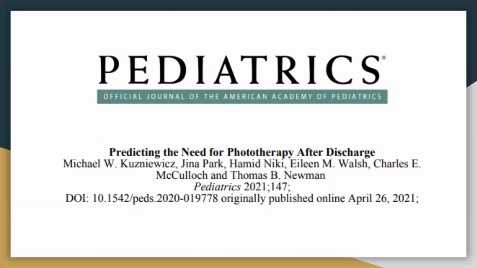And this article looks at a different kind of model for determining whether or not newborns are going to be at risk of being above their phototherapy threshold compared to the traditional model that we're using right now, which is the Bhutani nomogram, which takes the bilirubin a certain time interval after birth and plots it on a low, intermediate, or high risk zone. And then you have to take that risk, and then you have to figure out what your actual phototherapy threshold is.